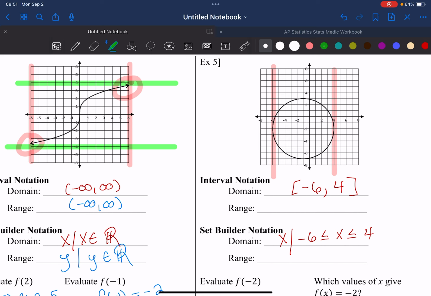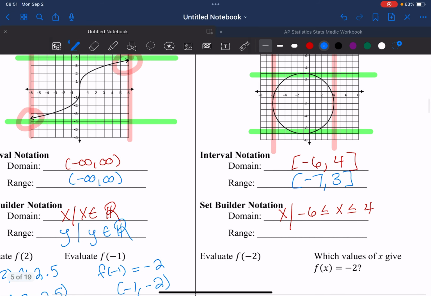Now let's look at our range. So bottom looks about -7 and top is 3. So we have -7 to 3, and again, it's on a solid line, so they're included. So -7 to 3, both brackets. And so our y value is between those two numbers. So y such that -7 is less than or equal to y, less than or equal to 3.